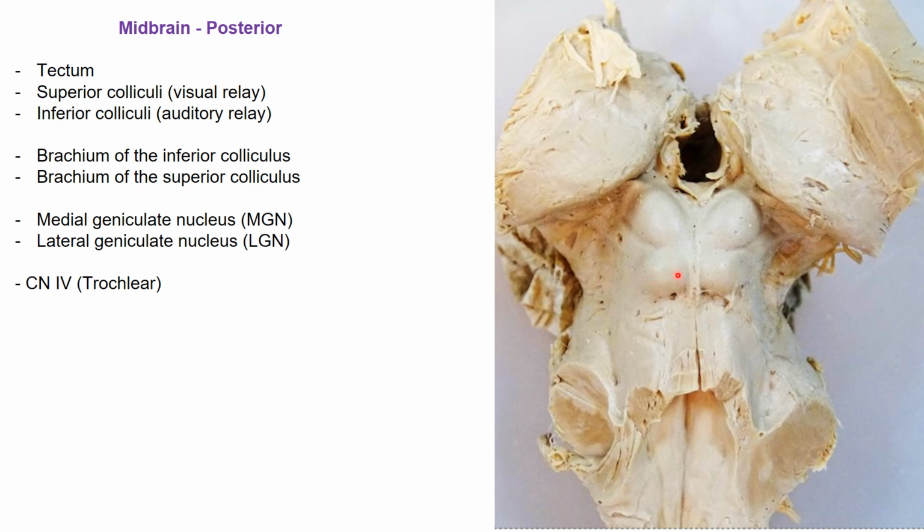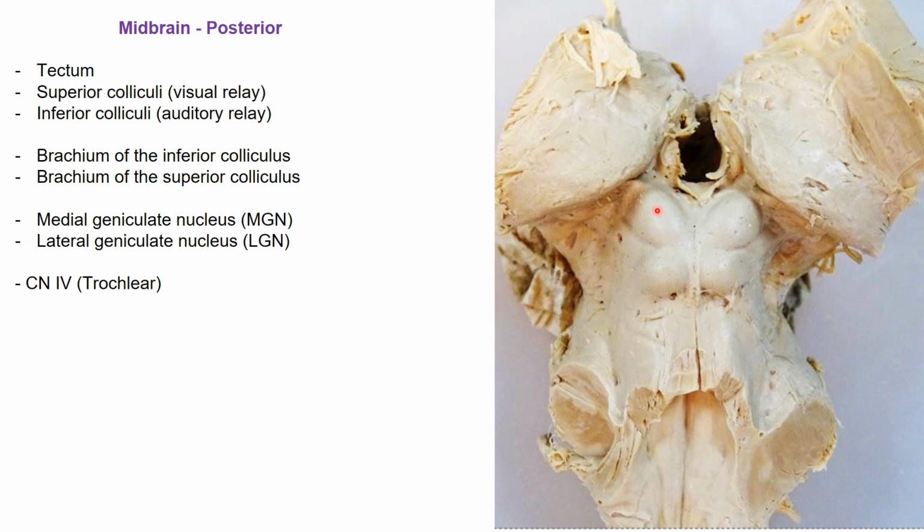So if we look at the inferior colliculus and we look laterally, you're going to see an indentation here that is going to be the location of the brachium of the inferior colliculus. The information is going to go from the inferior colliculus through the brachium of the inferior colliculus into the medial geniculate nucleus. So medial geniculate nucleus located here. So inferior colliculus, brachium of the inferior colliculus to medial geniculate nucleus.